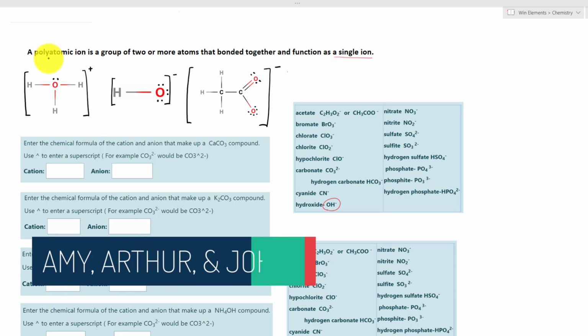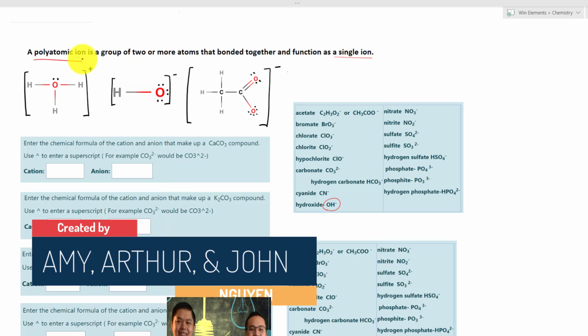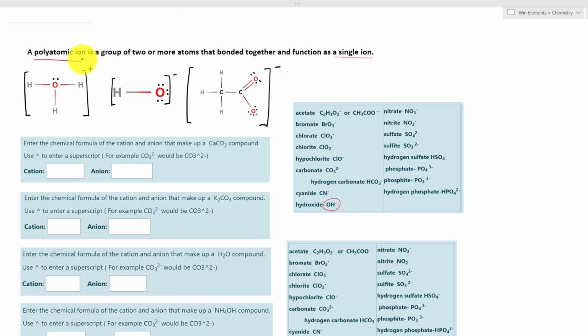In this lesson, we are going to look at polyatomic ions. In the other lesson, we learned about monoatomic ions, where we use the periodic table to determine the chemical formula as well as the charges of each monoatomic ion in a specific group. The prefix mono is one, but the prefix poly is many. Polyatomic ions consist of two or more atoms that are bonded together, but they function as a single ion.